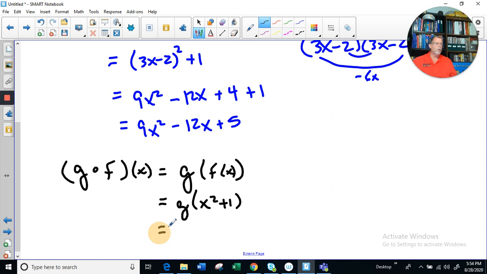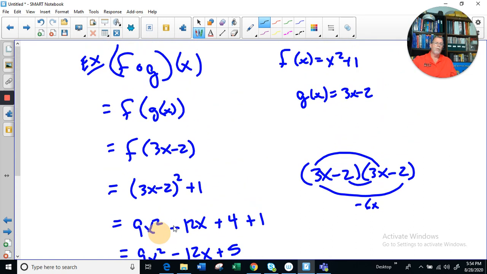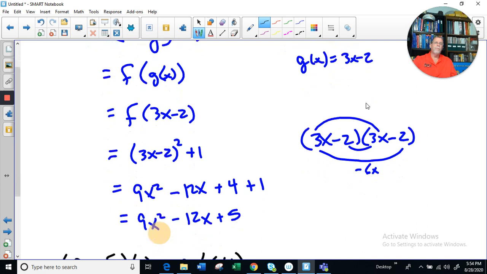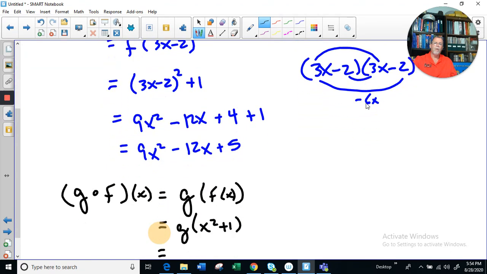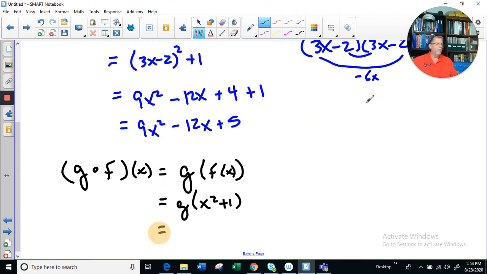Well, what does g tell me to do? G tells me, again, just look back here, g tells me to take whatever x is, multiply it by 3, and subtract 2. Right? So now I'm going to do that. I'm going to say, all right, if I'm doing this, I'm going to do 3 times whatever my x was. Now my input is this, so I've got to put that whole thing in there for x, and then subtract 2. Okay? So now we simplify.